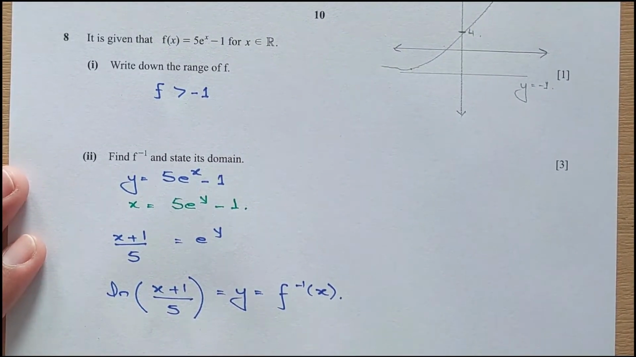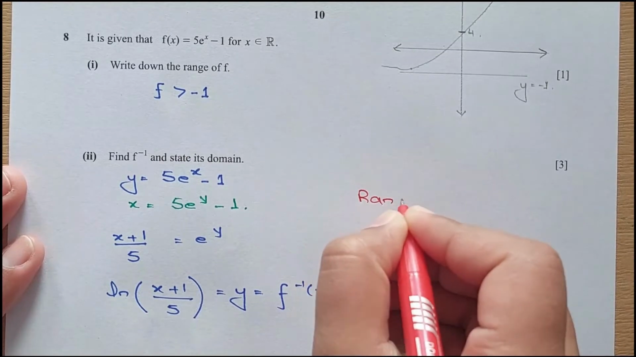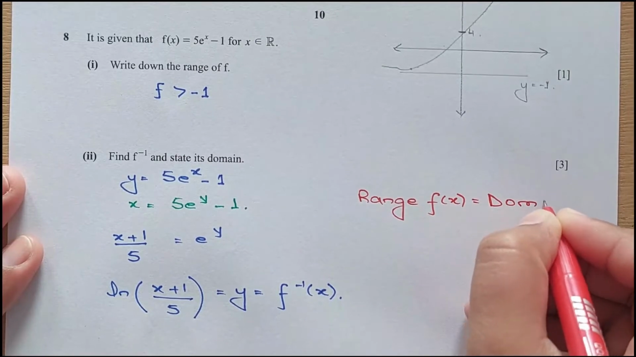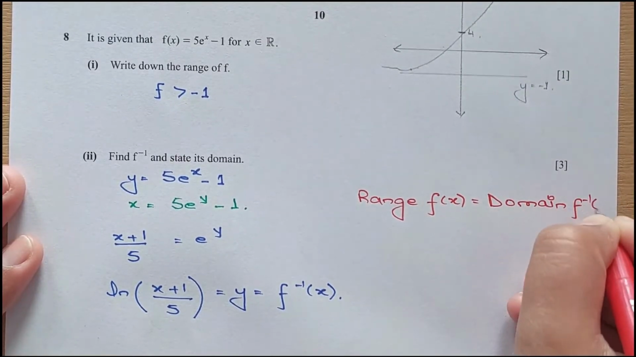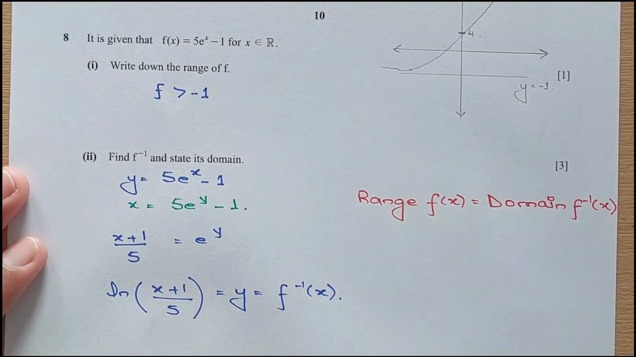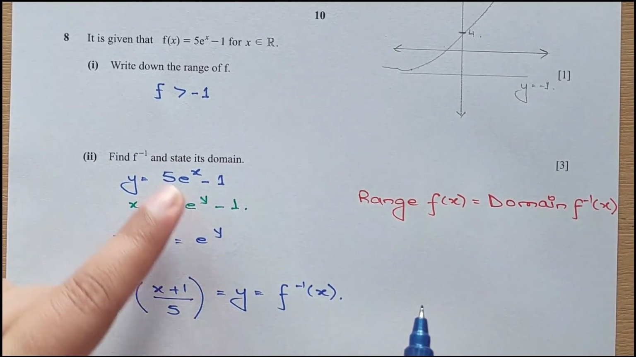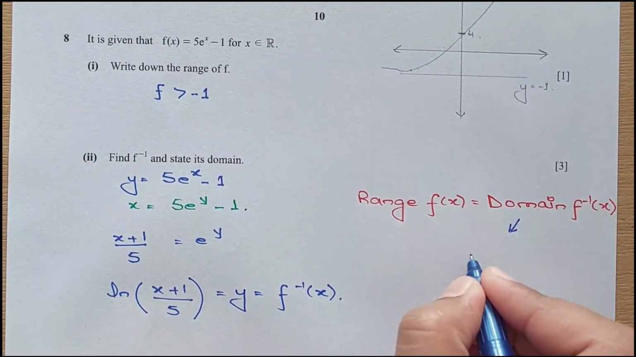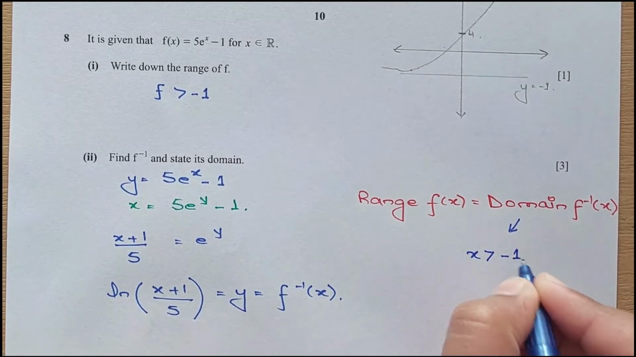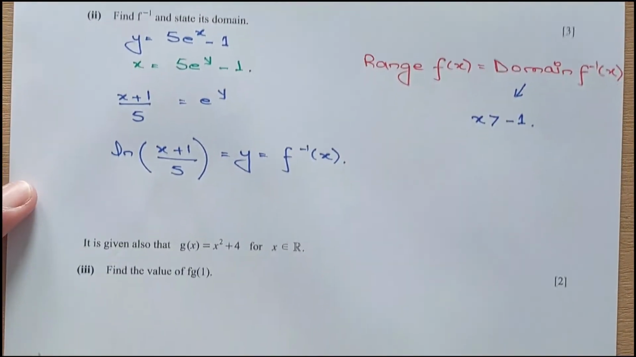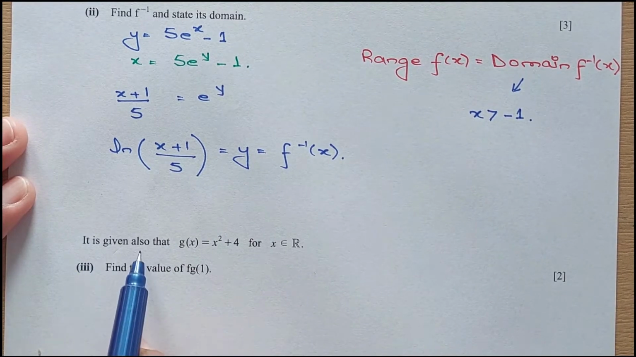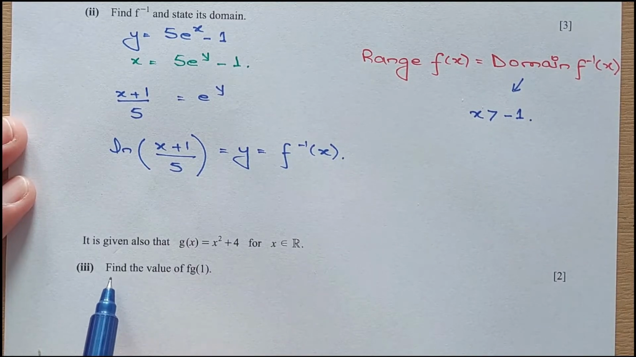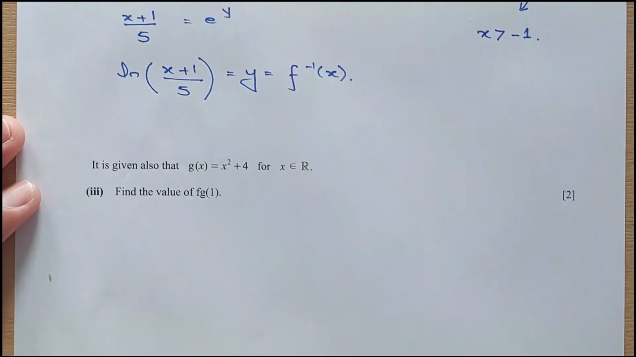And now we have to state the domain for f inverse of x. As we know, the range of f of x equals the domain of f inverse of x. We got the range of f of x from the first part, that is f greater than -1. So the domain of f inverse is x greater than -1, right? For domain we use the variable x. Now for the next part, it is also given that g of x equals x square plus 4 for x belonging to real numbers. Now for part 3, find the value of f composition g at 1.